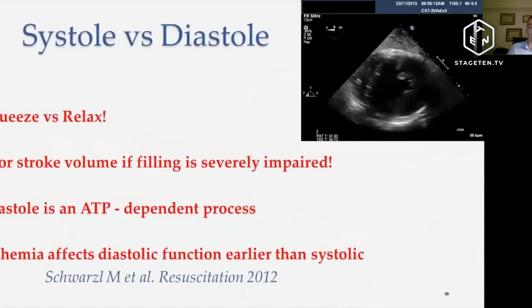For ages, we have been focusing on a number, LV ejection fraction, which roughly tells us information about systole. But it's not only about squeezing blood through the heart into the systemic circulation, it's also about relaxation, because a ventricle that can't fill well can't eject very well, so the stroke volume will go down. We now know that diastole is an ATP-dependent, energy-dependent process. And indeed, during ischemia, the patient has impairment of diastolic function even earlier than systolic impairment.